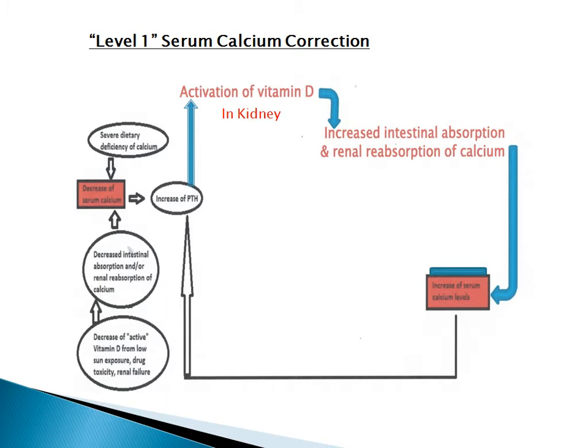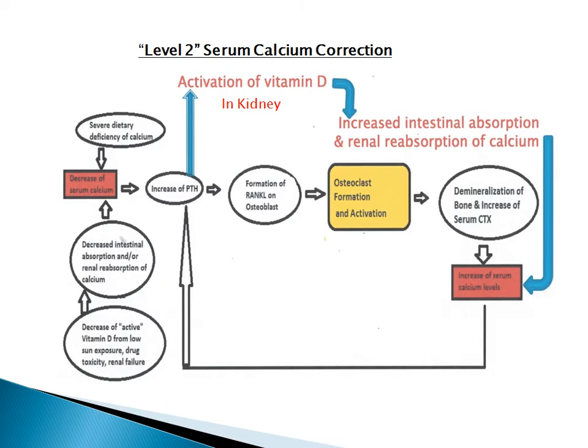There's adjustments made. But if you have a severe vitamin D deficiency or your diet is very deficient in calcium, then parathyroid hormone becomes activated, but there's no calcium in the gut from your diet, or it can't be absorbed, then you have to go to a level 2 serum calcium correction. And on this slide, this shows the level 2 serum calcium correction.